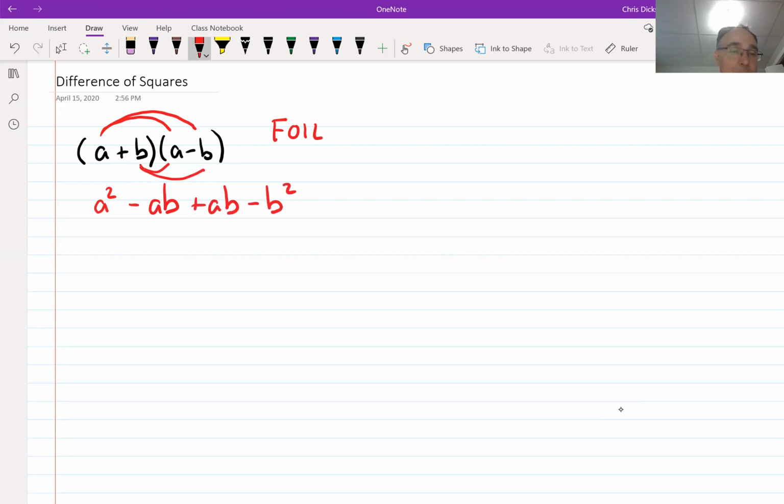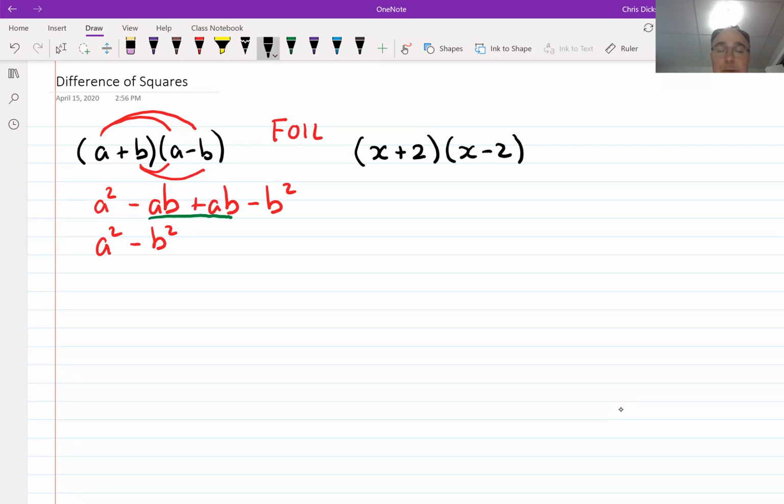And if I do b times negative b, I get negative b squared. And if I group that, I'm going to have a squared. And notice that these two middle terms will cancel out for us. They're going to go to 0, and I'm just left with my negative b squared on the end. So I'm going to do that with numbers now, an actual binomial you're probably more familiar with seeing: x plus 2 times x minus 2. And notice that each bracket is really the same thing, except one is a plus sign, one is a minus sign. And they're called conjugates.